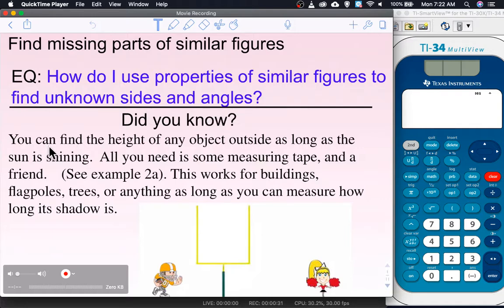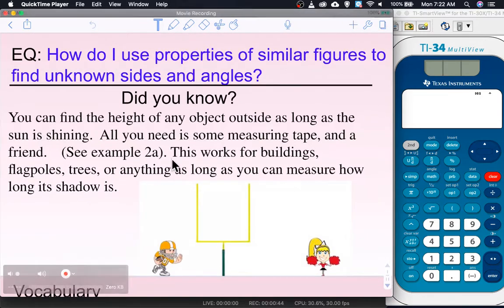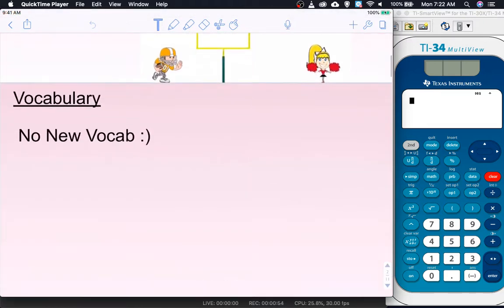Did you know you can find the height of any object outside as long as the sun is shining? All you need is a measuring tape and a friend. And if you see example 2a in this lesson, we're actually going to do a very similar problem there. This works for buildings, flagpoles, trees, or anything as long as you can measure how long its shadow is. Vocabulary: there is none, still.